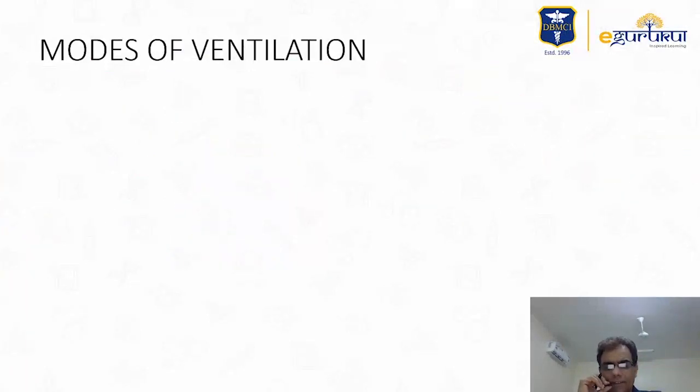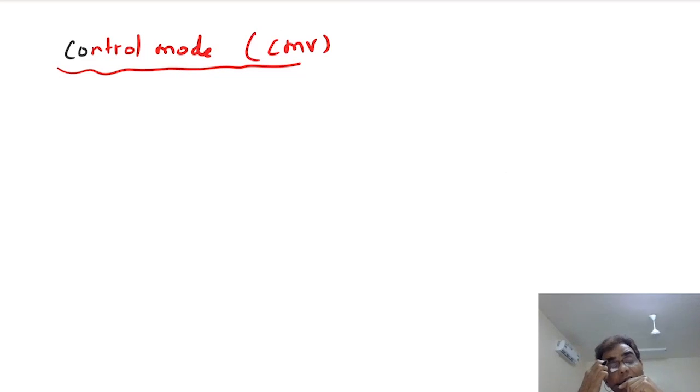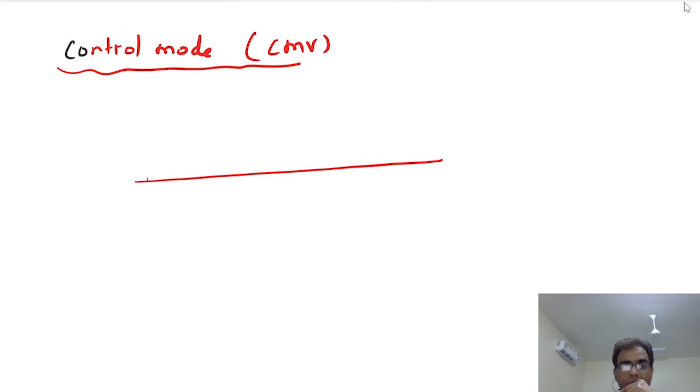Modes of ventilation. The most basic mode is control mode, that is CMV. Control mode ventilation, as the name suggests, means all breaths will be delivered by the ventilator. Total breathing is controlled by the ventilator. So in control mode ventilation, all breaths will be delivered by the ventilator.